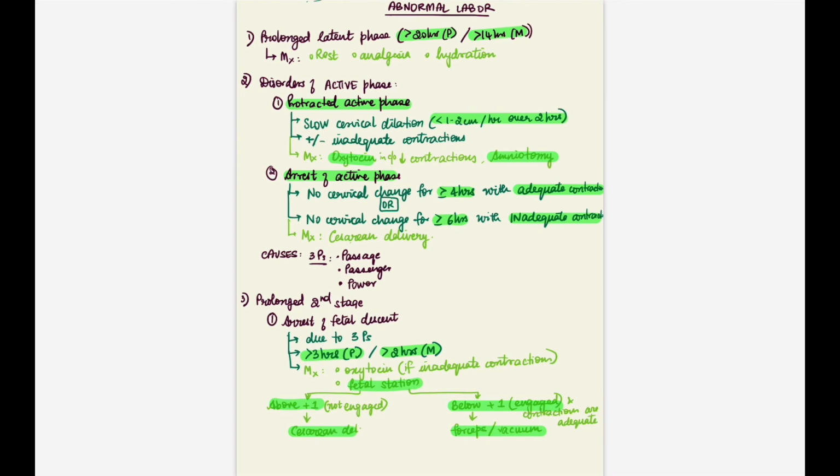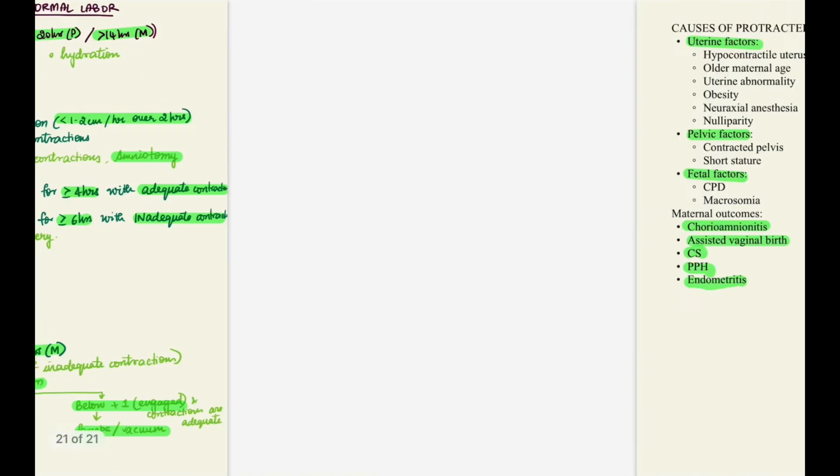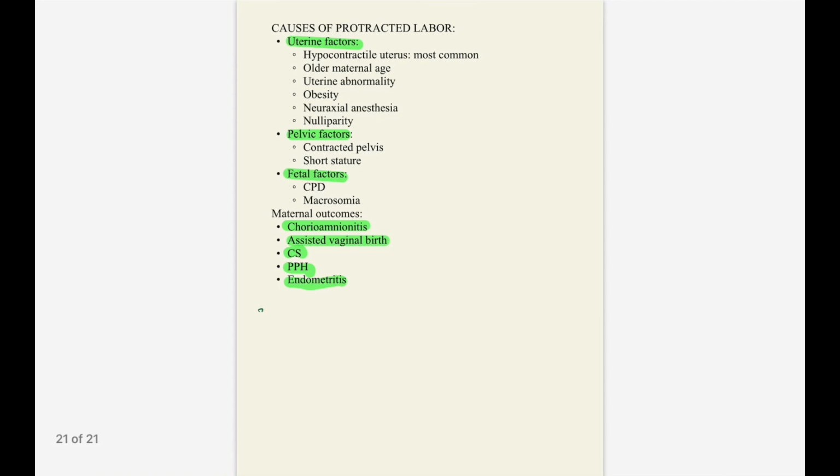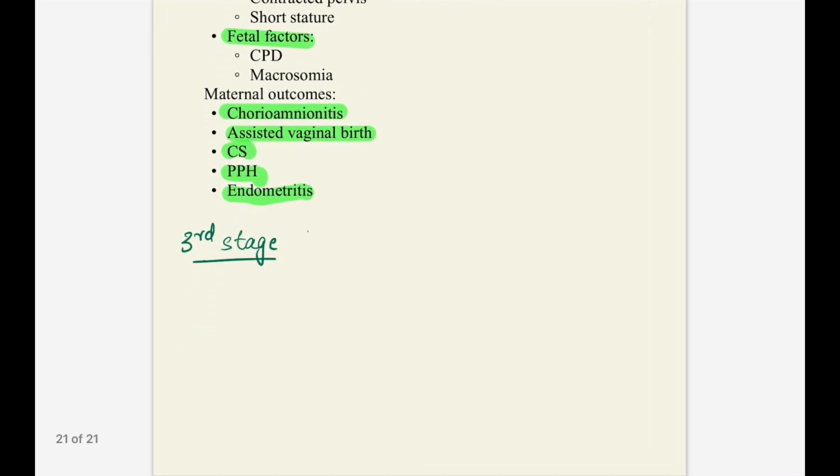Now, coming to problems that are associated with the third stage of labor. Third stage basically talks about the expulsion of the placenta, and it usually should last for around 30 minutes. Now, a major problem that is associated with third stage of labor is a retained placenta. A retained placenta is a failure of delivery of the placenta.